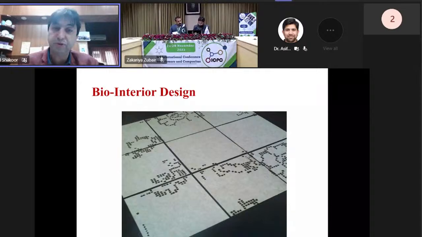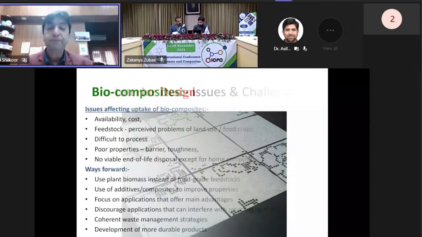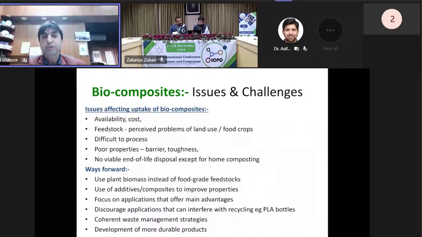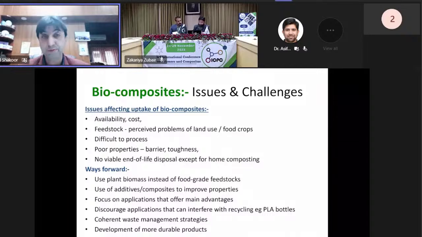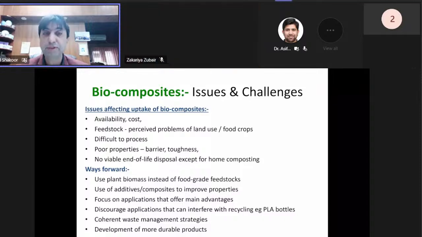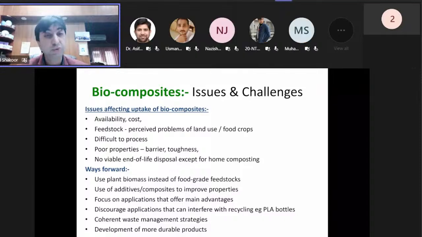Generally there are some issues with biocomposite materials that are affecting their uptake. One of the main issues is that there are very limited people who manufacture or work on these to make them more sustainable. So the availability and the cost is one of the issues. There is also a school of thought talking about the food crops as well. So there is another issue with that.